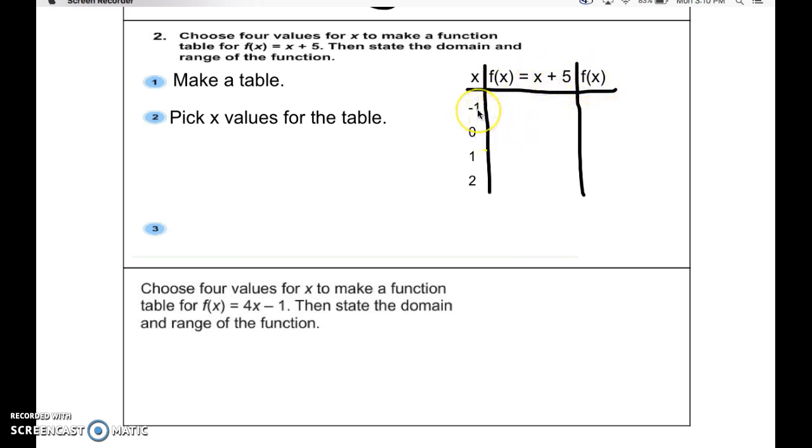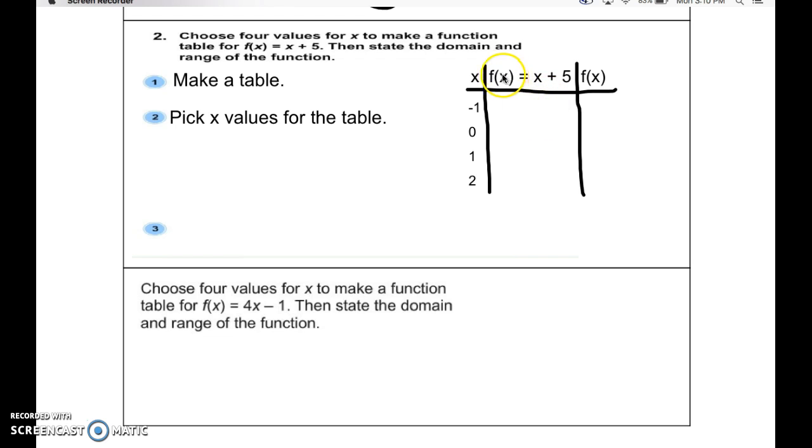I recommend, unless you are specifically told which x values to choose, negative 1, 0, 1, and 2, especially because it says 4 values. If it only said 3 values, then I would pick negative 1, 0, and 1. Why? Because it gives you a pretty good snapshot of what that function is going to look like, and then if I was ever asked to graph it, it would give me, again, a pretty good snapshot of what the graph looks like. So anytime it says pick your own values, obviously you can pick your own. However, again, I strongly recommend picking the same values every time so that you get an idea of what it's going to look like.